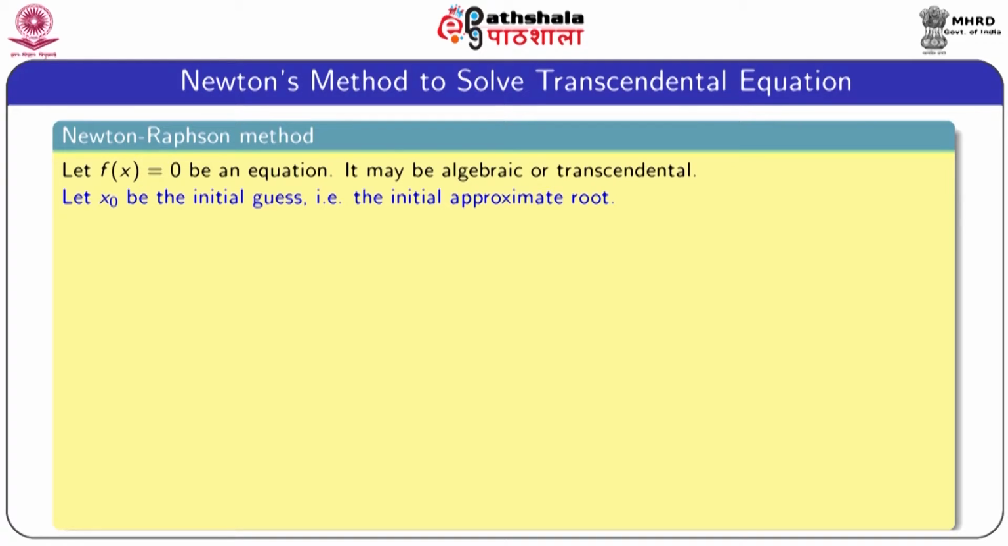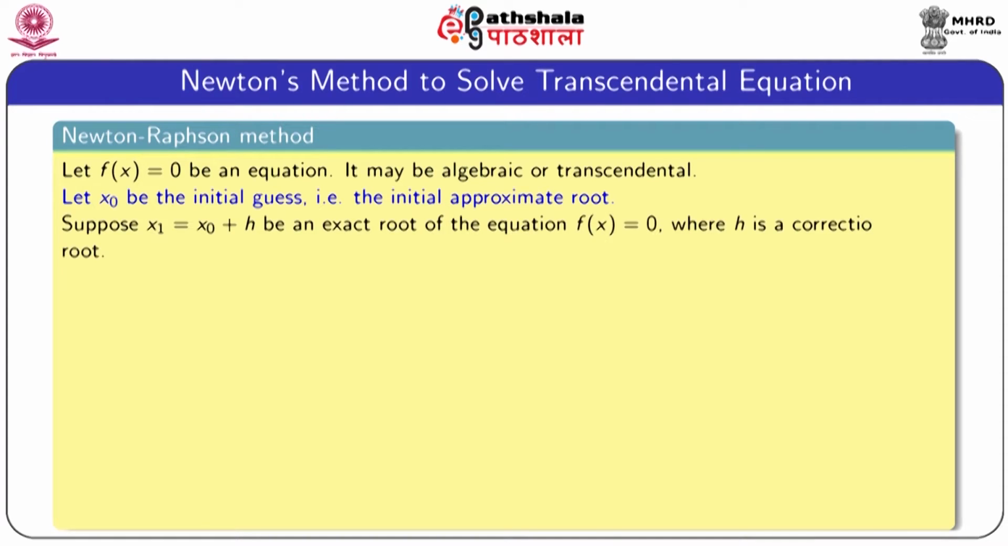Let x0 be the initial guess, that is, the initial approximate root of the equation f(x) = 0. Note that the Newton-Raphson method is an iteration method, so every iteration method should start with an initial guess or initial root. For this reason, we assume that x0 is the initial guess of the root. Suppose x1 = x0 + h is the exact root of the equation f(x) = 0, where h is the correction, or the error, in the root x0. That means if x0 is the approximate root and h is the correction, then x0 + h gives the exact root of the equation.